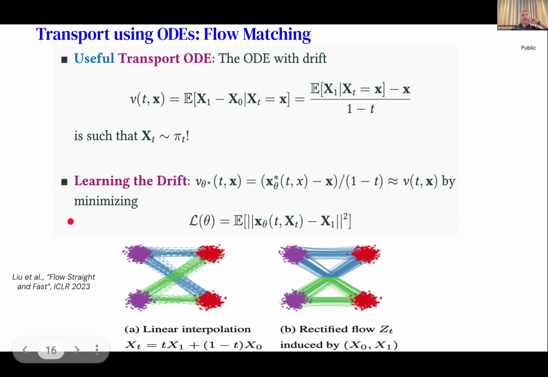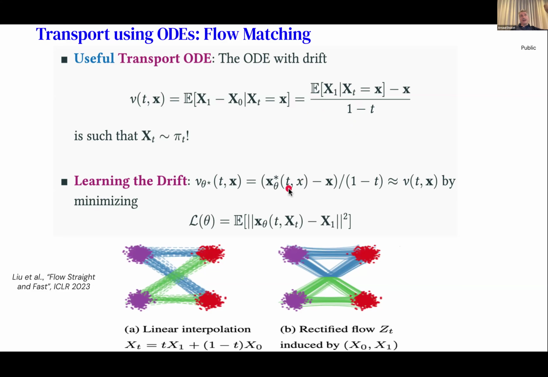Okay, so let's look at what we are doing when we do this. Remember that initially, you had samples from pi naught and samples from pi 1. To build pi t, you were picking pairs of samples from pi naught and pi 1 at random and doing a linear interpolation between them. This induces a path measure, and the paths in particular can cross. Now you use these paths to construct an approximation of the conditional expectation of x1 given xt, which can be obtained by solving a very simple regression problem.